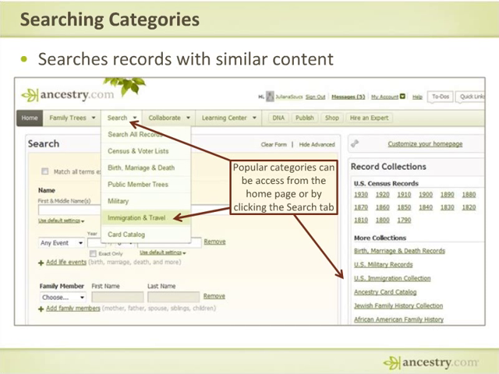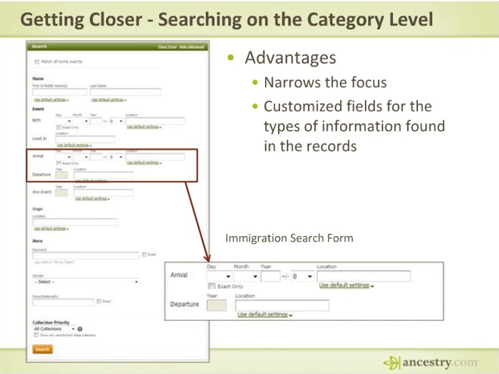And here's an example of what I was talking about with the customized fields. This is the immigration search form. And you can see we talked about that arrival date that we can find in the 1900, the 1910, the 1920, and the 1930 census. All four of those enumerations include an arrival date for immigrants. So if you have found an immigrant in one of those four censuses, you can go plug that arrival date in here, and that's going to help you narrow your search.